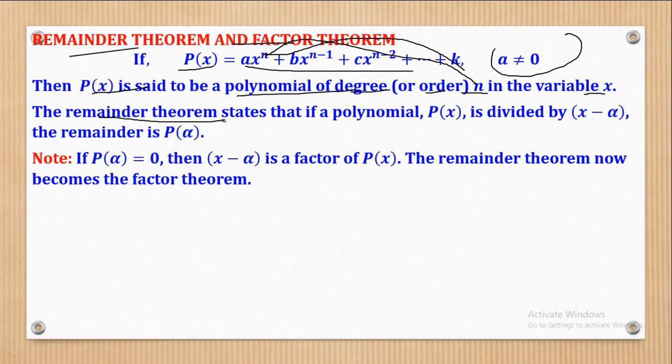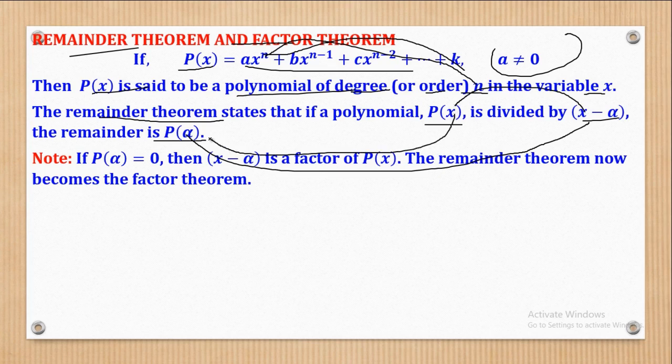So the remainder theorem says that if the polynomial this is divided by this, the remainder will be p alpha. Now where is this alpha coming from? It is got from by equating this to 0. So this to 0 implies that x will be equal to alpha. So that x, the value of x is what you replace here to get the remainder.